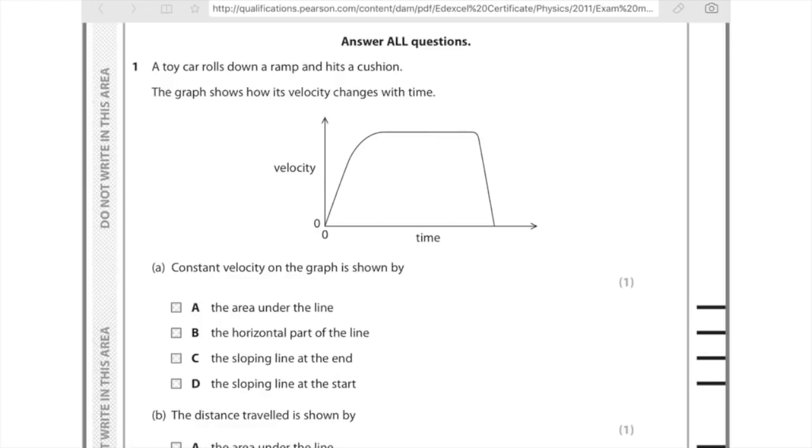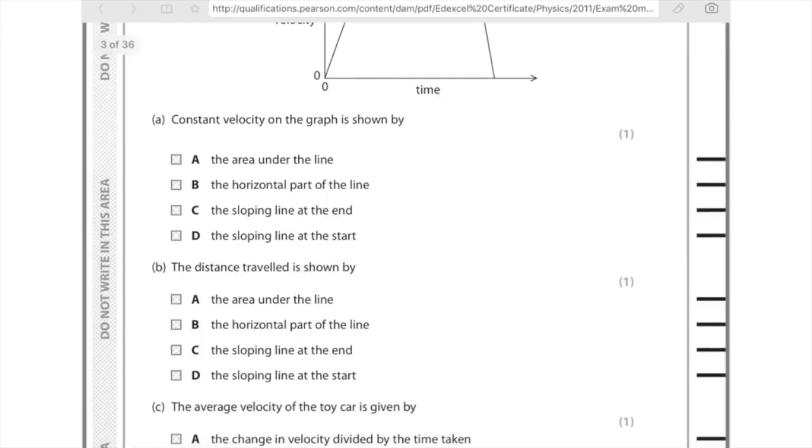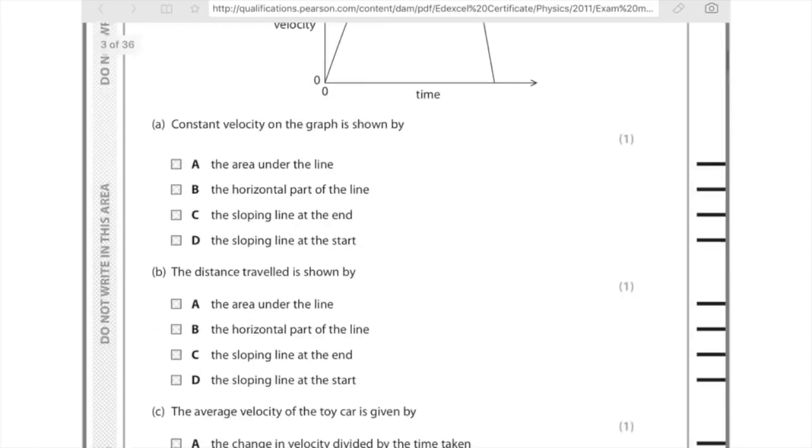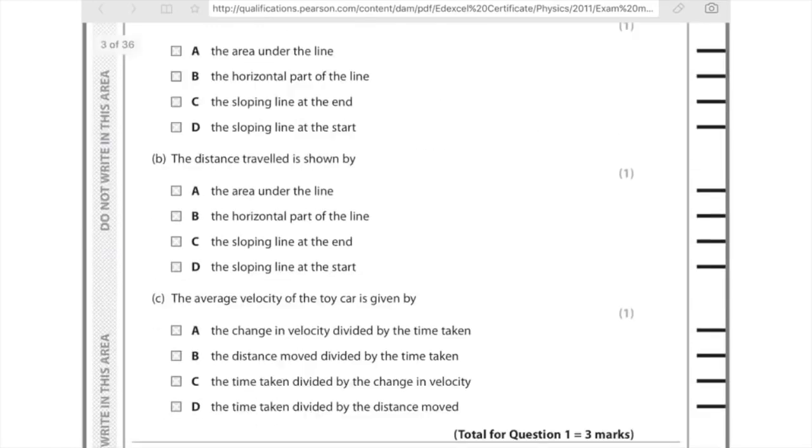And with these sorts of questions, rather than reading the options through and getting confused, I would look at the question first of all, work out what you think is the answer, and then see if that is an option below. The distance travelled is shown by, well again, I told you to work out distance, it's the area under the graph line. Let's look at the options, and that's A. The average velocity of the toy car is given by. So remember your equation, velocity or speed equals distance divided by time, therefore that is B.